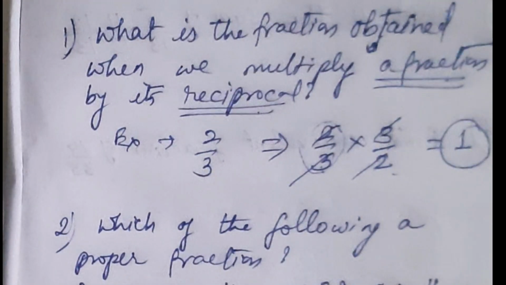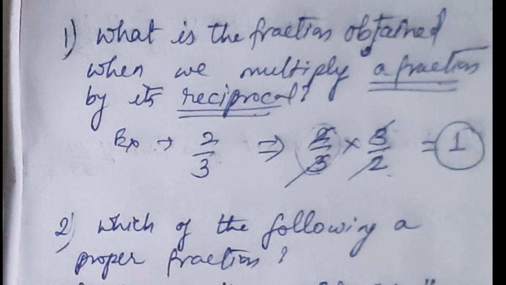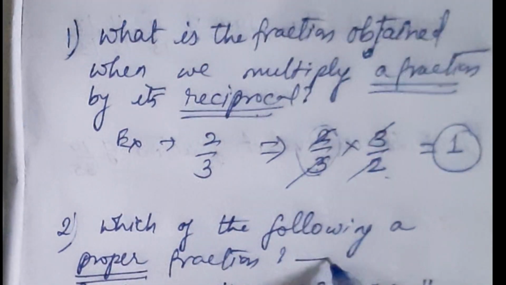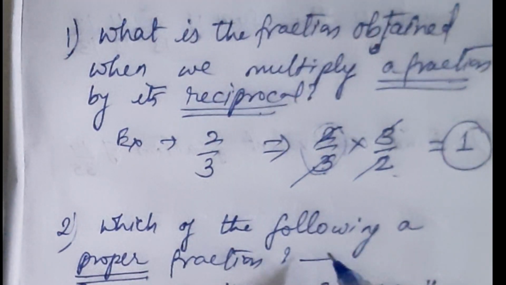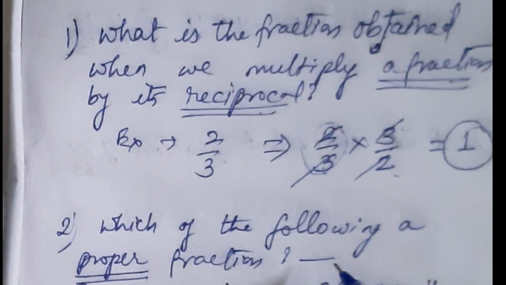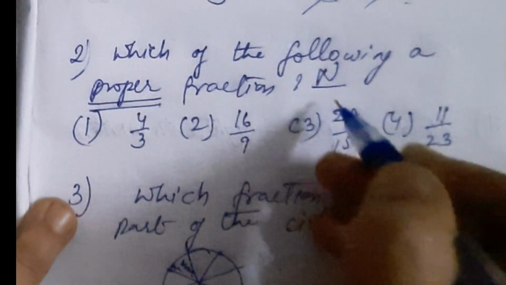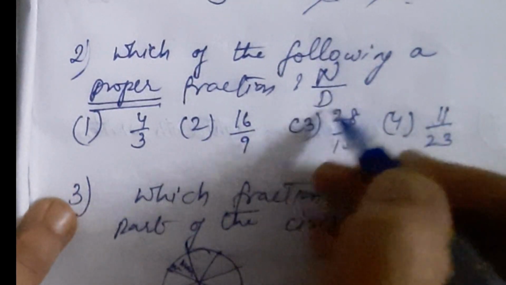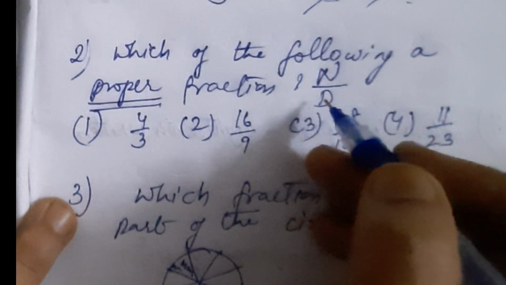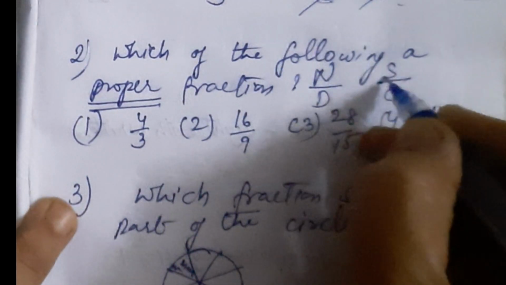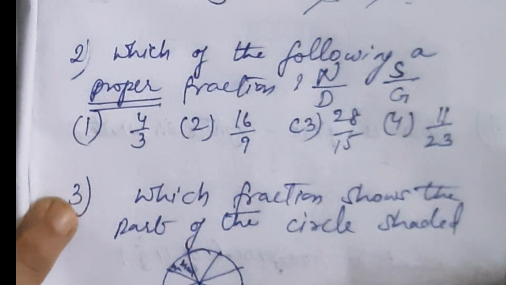Now the second question: which of the following is a proper fraction? Now what is a proper fraction? In a fraction, we have a numerator and a denominator. The number which is above is called the numerator and the number which is at the bottom is called the denominator. If the denominator is greater and the numerator is smaller, we call it a proper fraction.